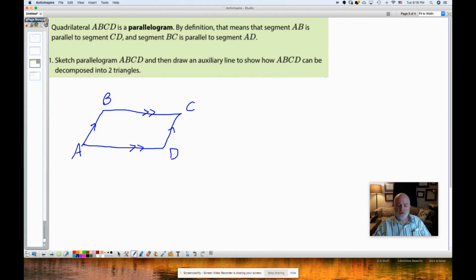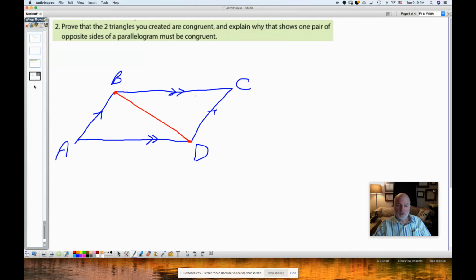And it says to draw an auxiliary line to break this into two triangles. So my auxiliary line is a line that extends from point B to point D. And now I have two triangles, and if I can prove these are congruent, then I can show that the opposite sides of a parallelogram are congruent. That is my goal. So to do this, I'm going to start by saying what is given.